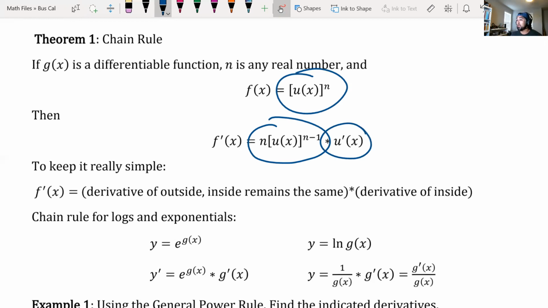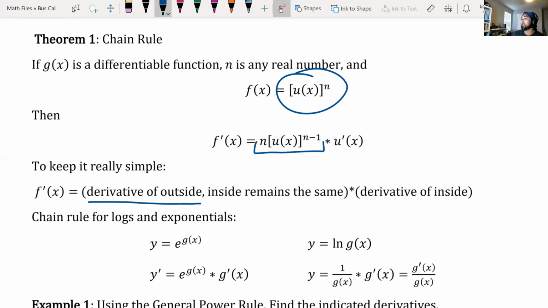Now, to keep this really simple, what all of this means is that when you do the chain rule, it's going to be the derivative of the outside function. The inside function will remain the same, and then you will multiply it by the derivative of the inside function. So keeping it really simple, it's the derivative of the outside times the derivative of the inside. That's as easy as we can explain chain rule. And of course, we'll have lots of practice today. So derivative of outside times derivative of inside.